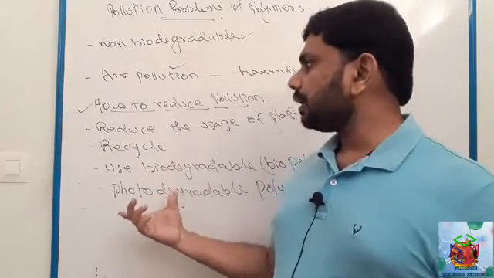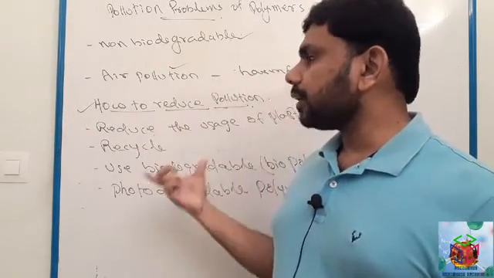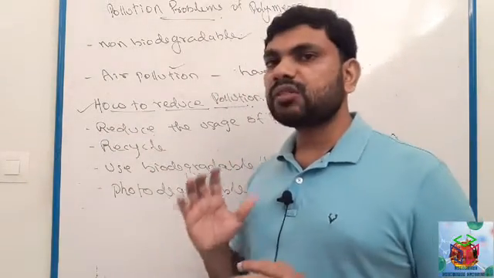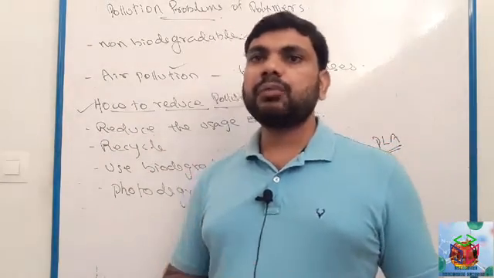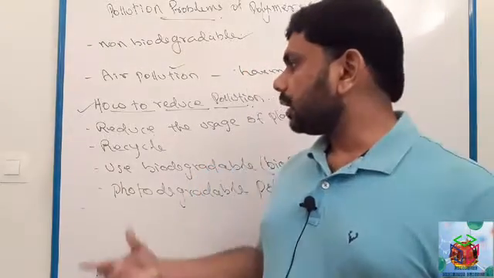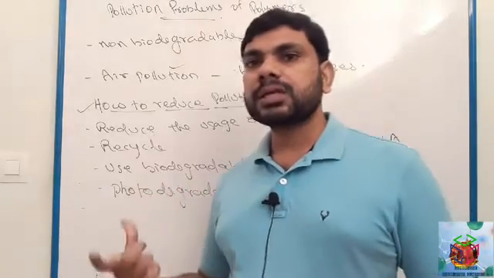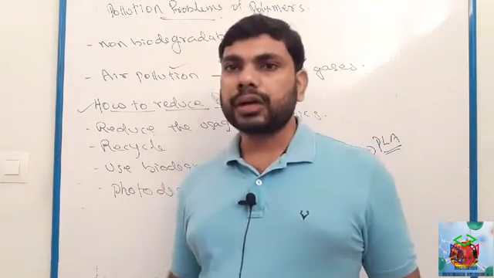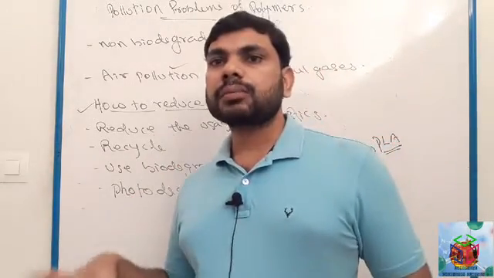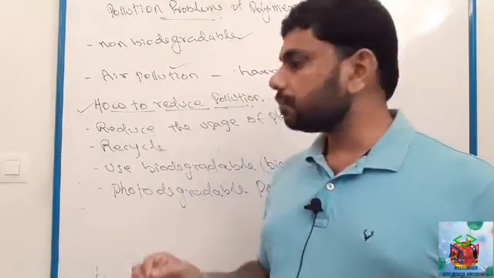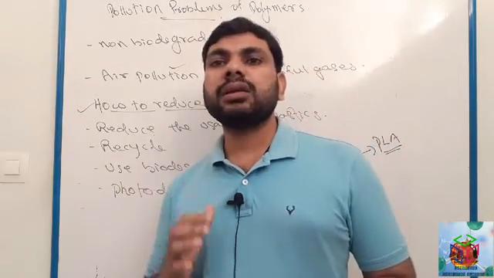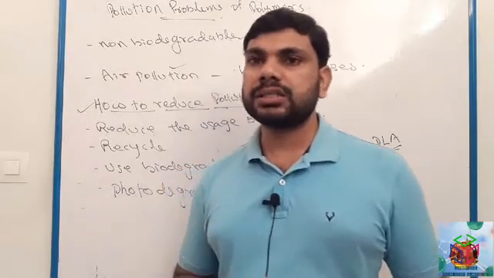So we can reduce pollution problems using this method. Reduce the usage of plastic or polymers, especially single usage plastic or polymers. Okay, and recycle these polymers or plastic and make them useful product. Use biopolymer instead of normal plastic or polymers. Photodegradable polymers also help to reduce pollution. Photodegradable polymers will degrade by actions of sunlight.